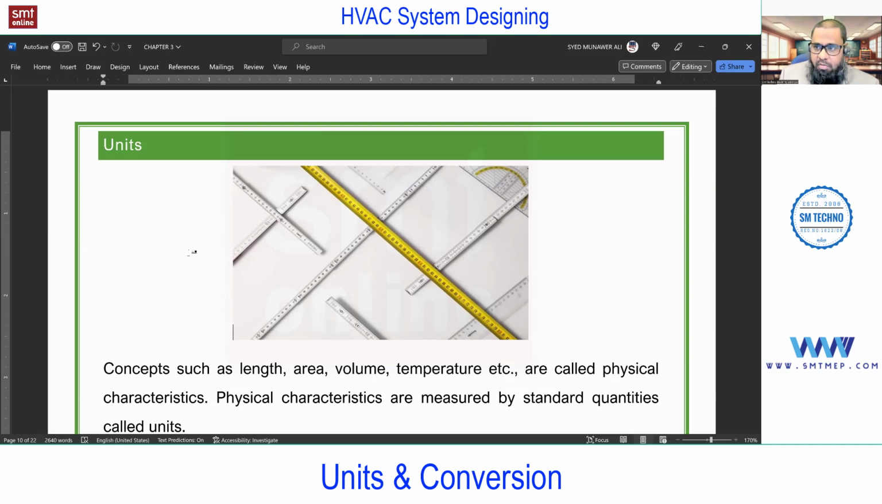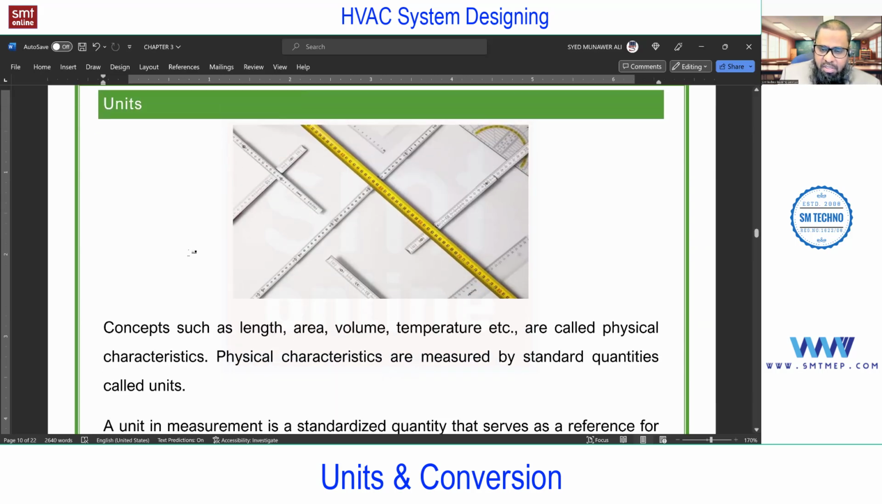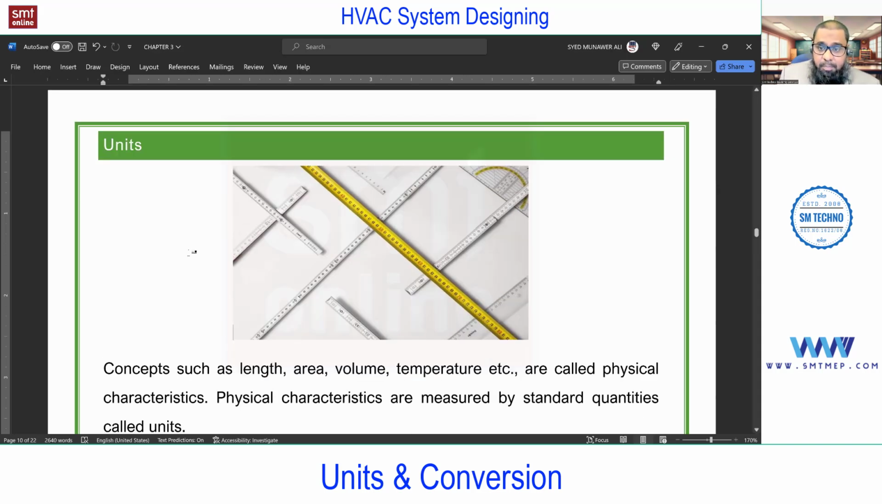So first of all, we'll discuss what is units. Then the system of measurement like SI, metric, and English. Then we'll talk about the conversion in detail. Okay. So you see, as an engineer, you're already aware of these units, conversions, and the system of measurement, etc. But here we'll discuss the application side, how it is used in actual practice.